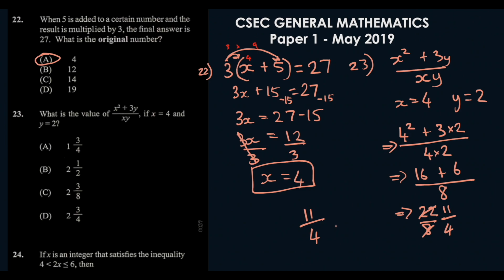So 11 divided by 4 is equal to 2. And if we do that, the remainder would be 3, because 11 over 4 is 2 times. So like 4 plus 4 is 8. So 11 take away 8 is 3. And we have that over 4. So our answer is this.